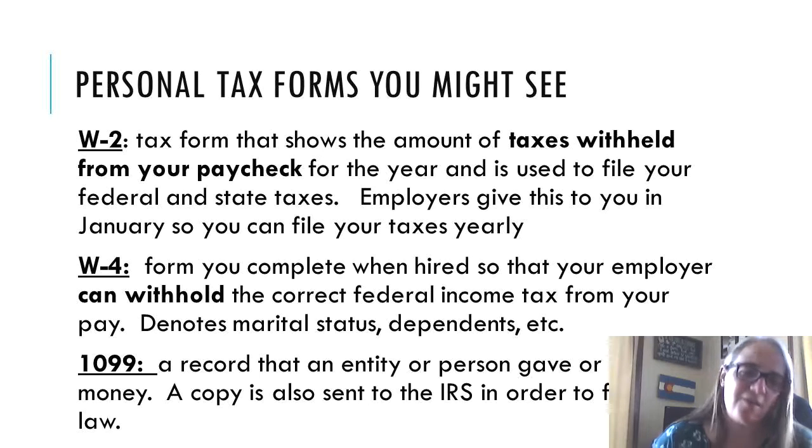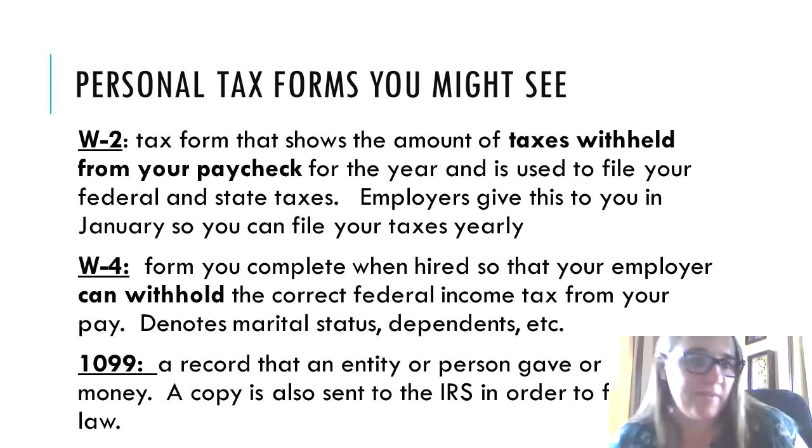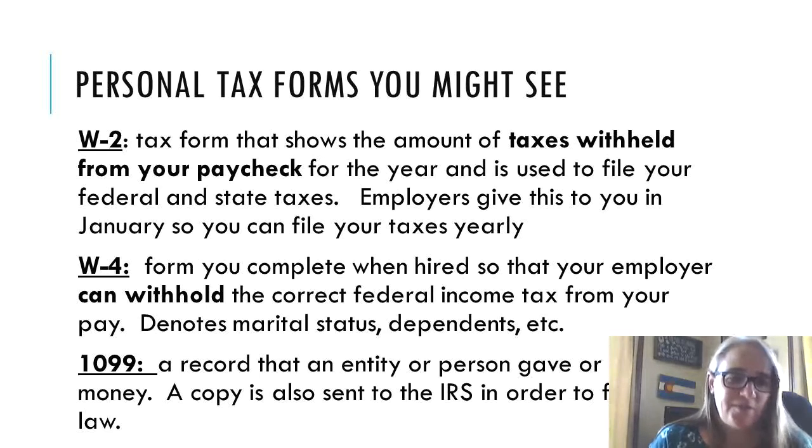Now, at the end of the year, the accounting department or the accountant at the place you work will put the correct information in and create and send you a W-2. I believe those typically have to be mailed out to employees by the end of January, and they show the amount of taxes that have been withheld from your paycheck for the year. And this is how you file your federal and state taxes. W-2 forms are very important, so try not to lose them.